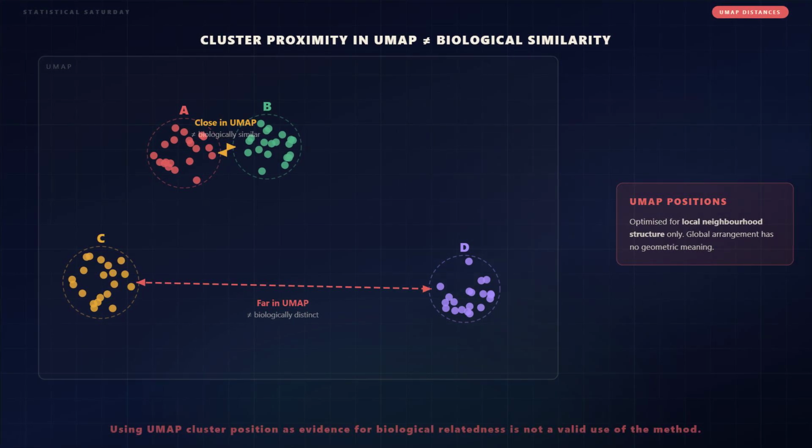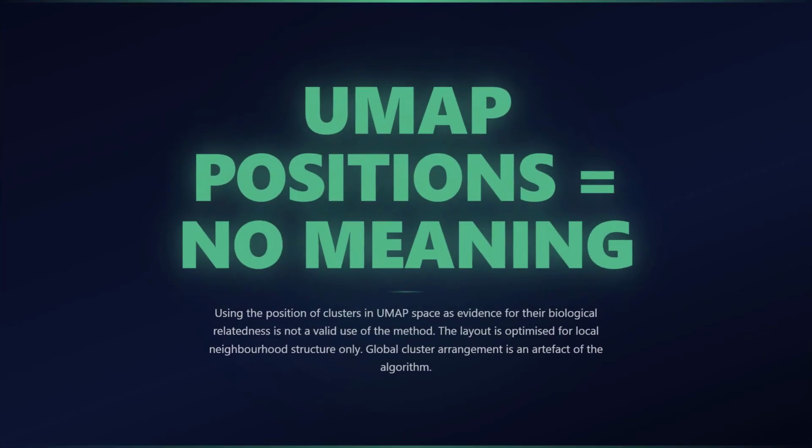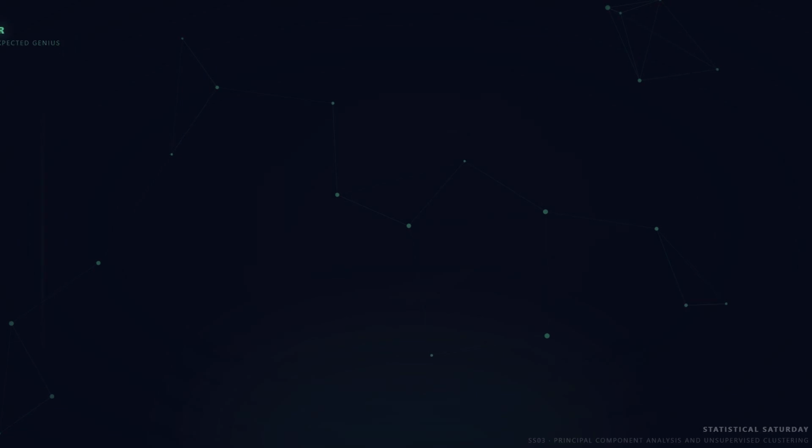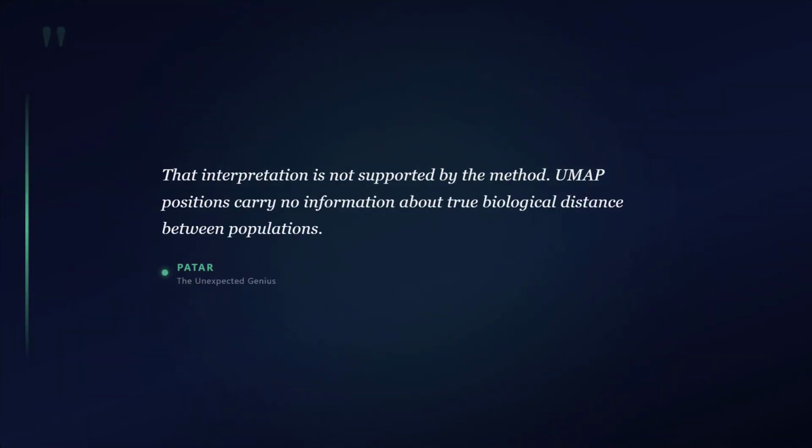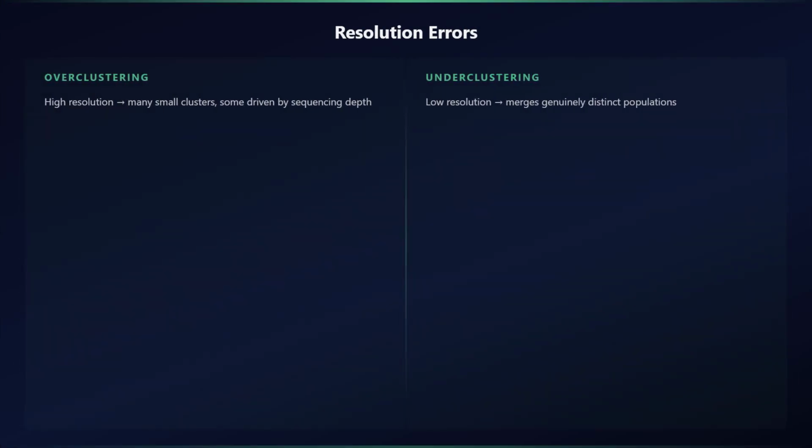So the positions of clusters relative to each other in a UMAP, that tells you nothing about the true distances between them? No. But people interpret those distances constantly. This population is intermediate between these two. Look how it sits between them on the UMAP. That interpretation is not supported by the method. Can you adjust the UMAP parameters until the clusters sit wherever you want? Within limits, yes. So someone could pick the layout that looks best for their story. That is not a hypothetical.